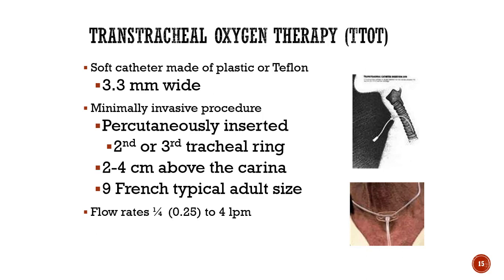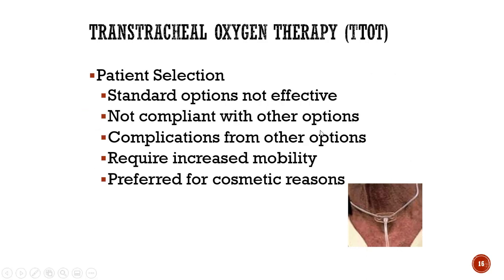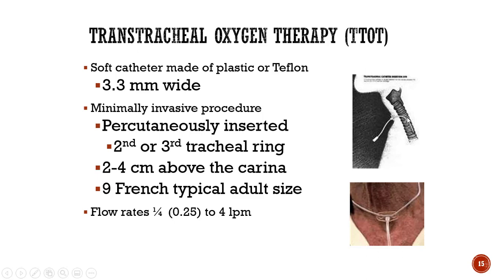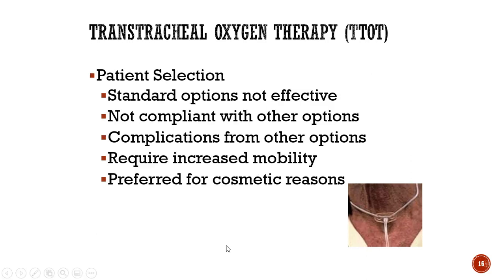But I just want to make mention, because it is still out there, there is this thing called a transtracheal oxygen catheter. It is a soft catheter, very similar to a suction catheter, and it's placed in between your second and third tracheal ring, about 2 to 4 centimeters above your carina, and it feeds down into your trachea and delivers your oxygen that way. This is something that people can use for home oxygen. Flow rates are around 1/4 liter to 4 liters typically.